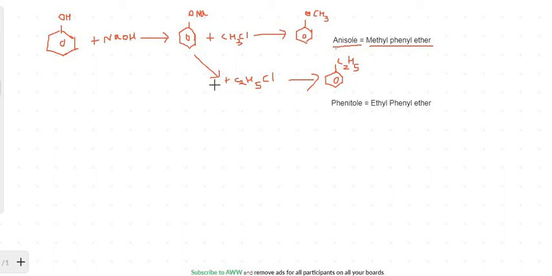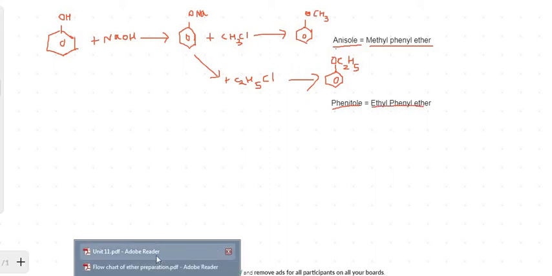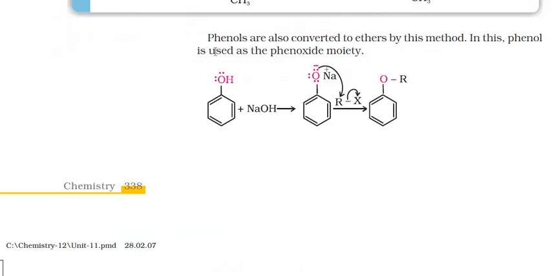Also, if you react this sodium phenoxide with ethyl chloride, then let me put O. This is OC2H5. This Na and Cl come together, minus NaCl, and this C2H5 will be attaching with O, giving you phenetole, or we call it ethyl phenyl ether. Okay, so it is written here that these phenols are converted into ethers by this Williamson synthesis. Okay, so this is how it is being converted.